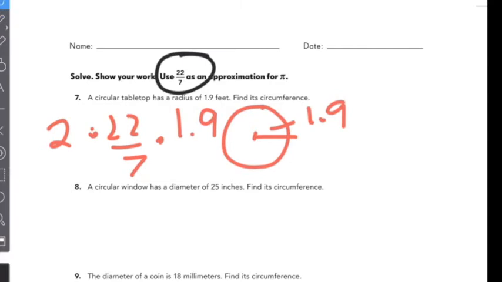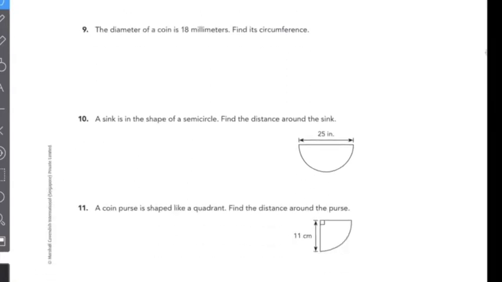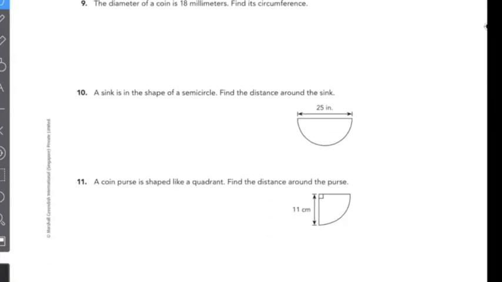All right, let's look at a little bit different one. Let's go to 11. So 11 says a coin purse is shaped like a quadrant. Find the distance around the purse. So if this side's 11, this side's 11. So now I need to figure out what that arc is going to be. Well, 11 plus 11 I know is 22, so we'll keep that aside.